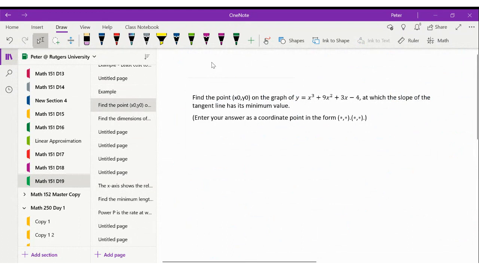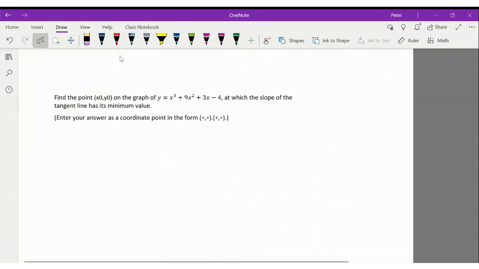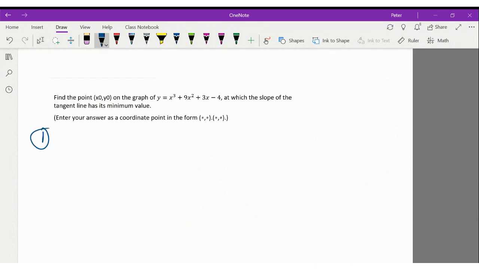How about this one? I don't want to solve this one all the way through. This one actually comes from Sapling. There's something like this on Sapling. So find the point x0, y0 on the graph of this cubic function at which the slope of the tangent line has its minimum value. What is the quantity to be minimized? Yeah, it's the slope.